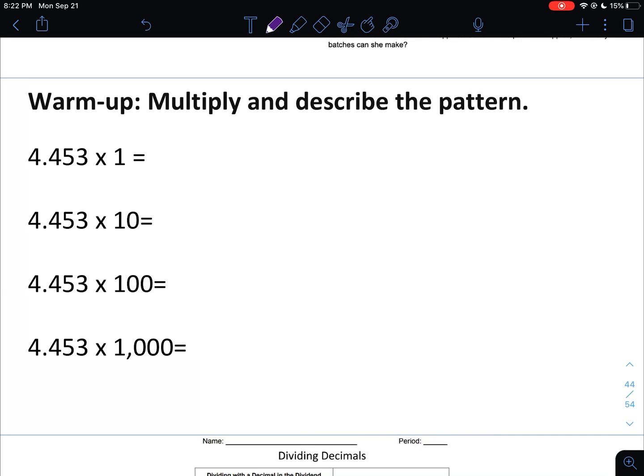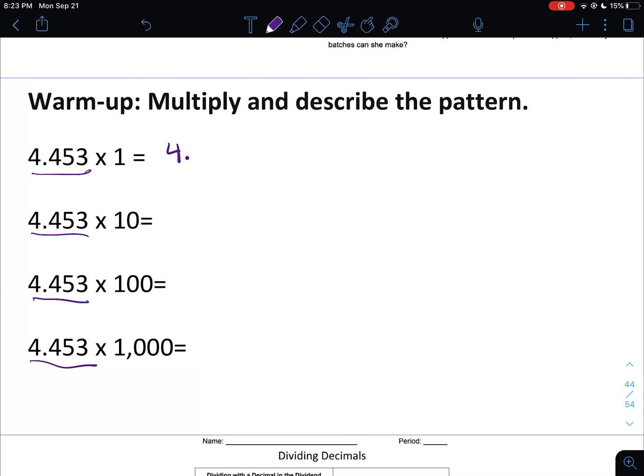So I want you to do all of these multiplication problems for me. 4.453 times 1, 4.453 times 10, 4.453 times 100, and then 4.453 times 1,000. And I want you to look at the original number, which they're all 4.453, and then look at the new number and the decimal and try to figure out a pattern of what happens. So pause the video, figure out these 4 problems now, and look for the pattern.